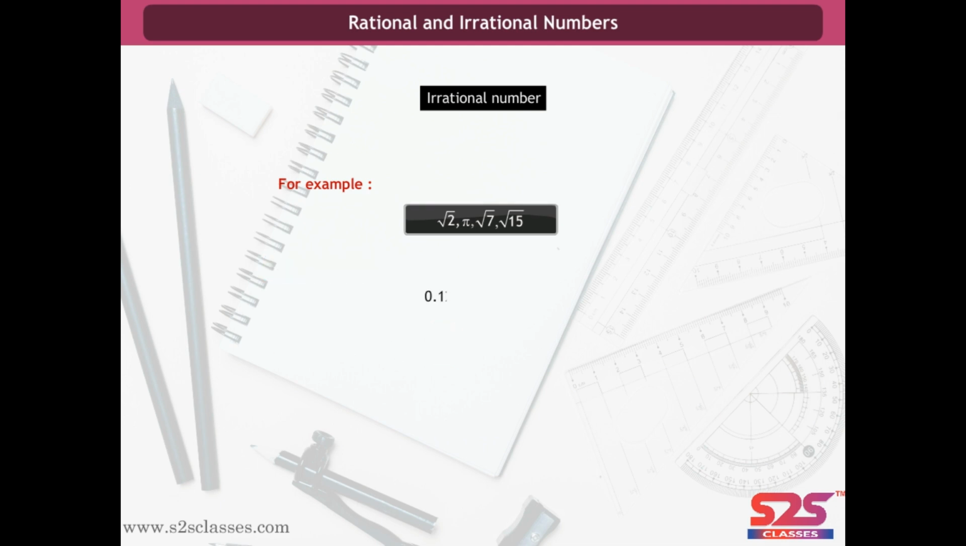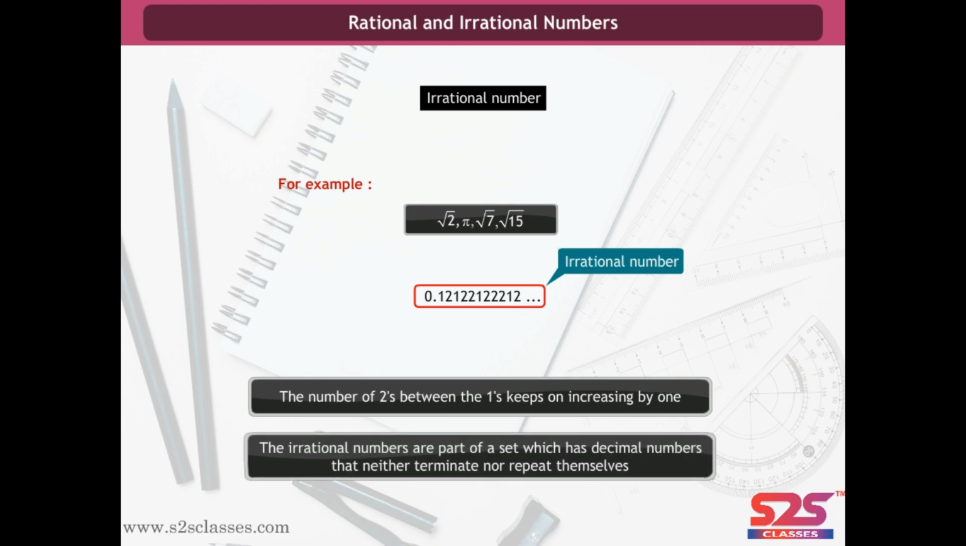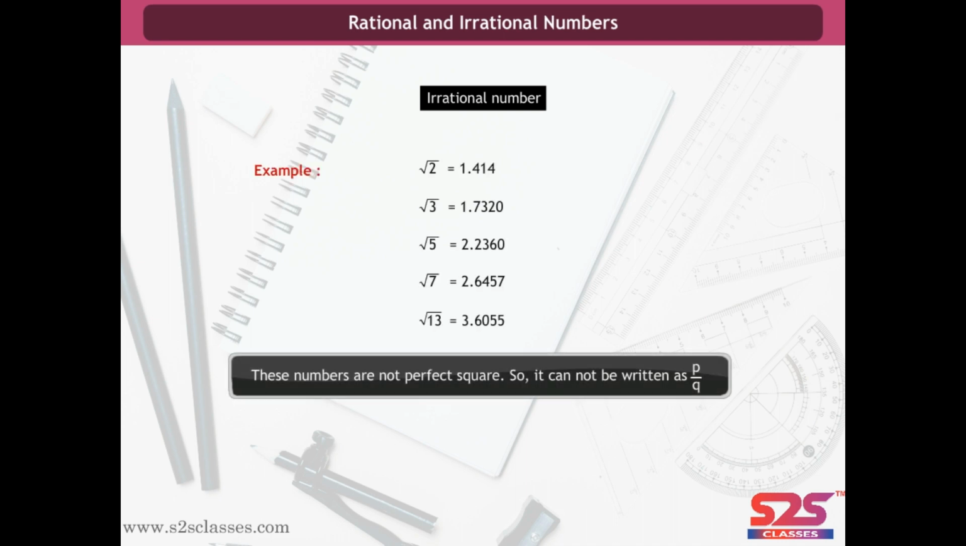Now 0.12122122212 and so on is an irrational number, as we see that the number of 2's between the 1's keeps on increasing by 1. The irrational numbers are part of a set which has decimal numbers that neither terminate nor repeat themselves. Look at the given examples of irrational numbers. These numbers are not perfect squares, so they cannot be written as p by q.